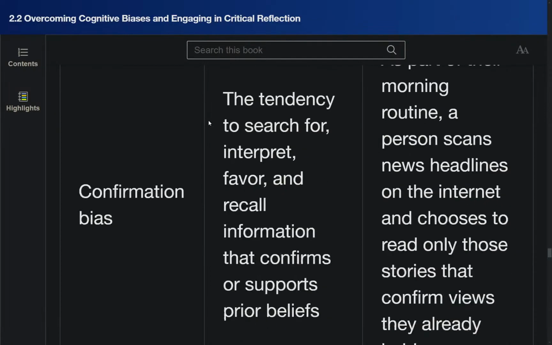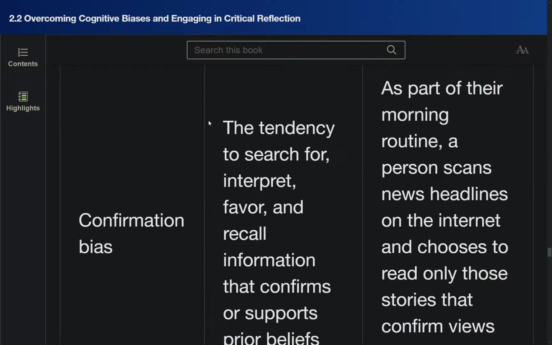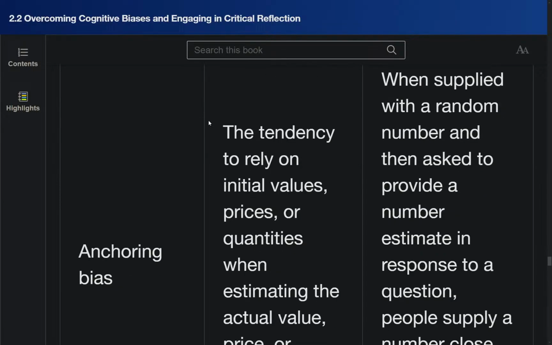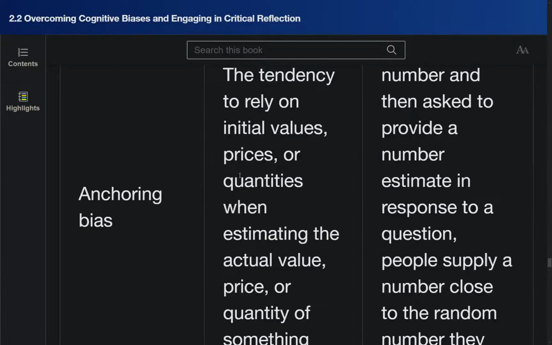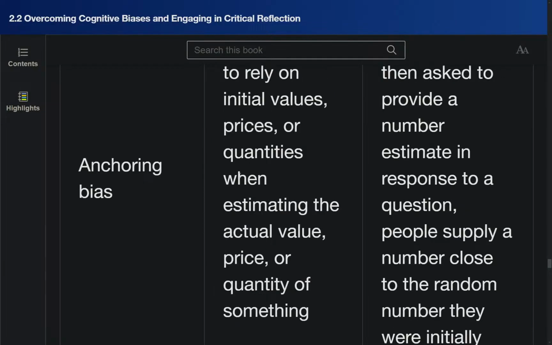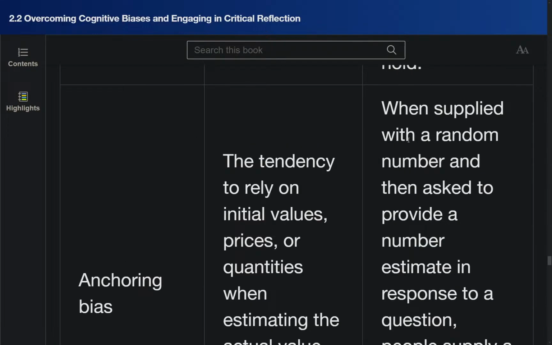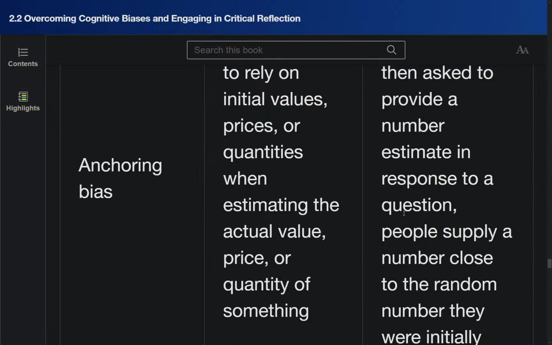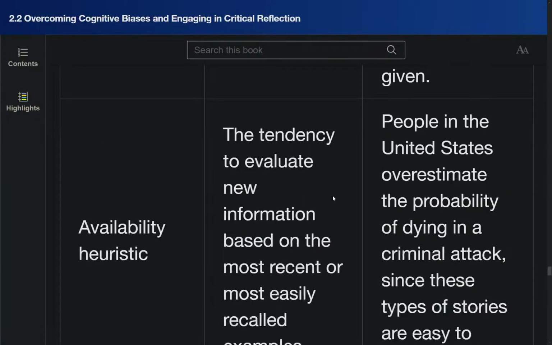Confirmation bias, the tendency to search for, interpret, favor, and recall information that confirms or supports prior beliefs. As part of the morning routine, a person scans news headlines on the internet and chooses to read only those stories that confirm views they already hold. Anchoring bias, the tendency to rely on initial values, prices, or quantities when estimating the actual value, price, or quantity of something. When supplied with a random number and then asked to provide a number estimate in response to a question, people supply a number close to the random number they were initially given.